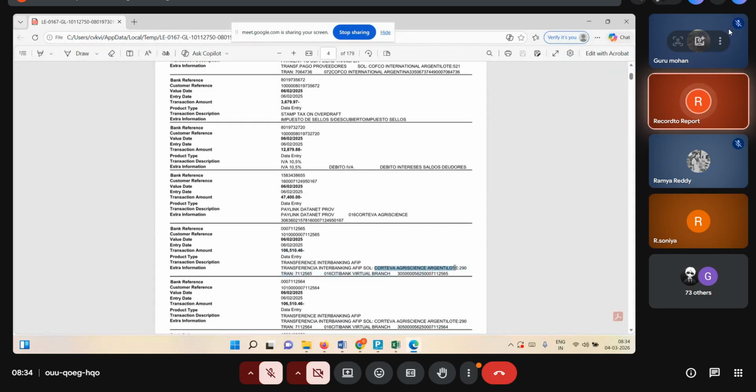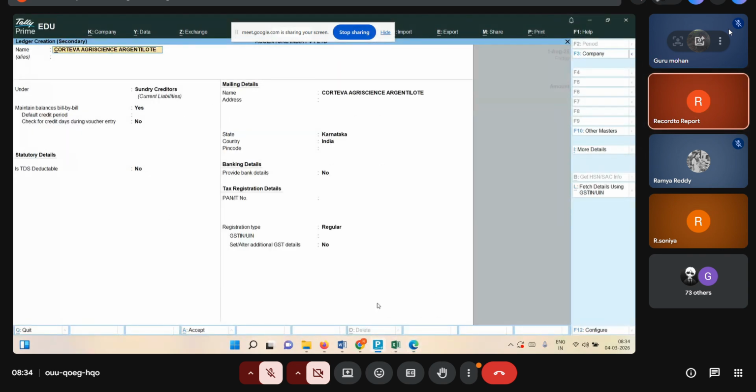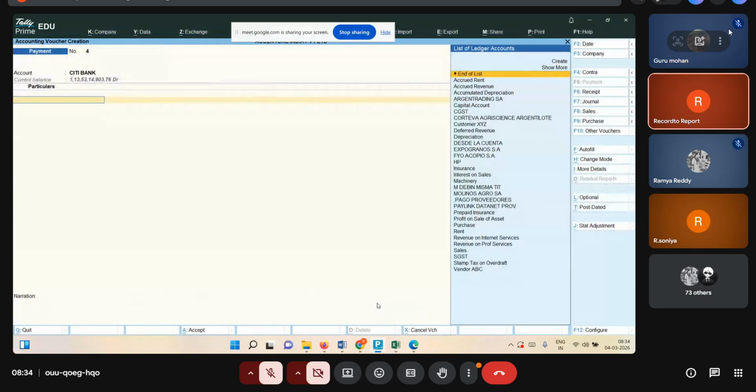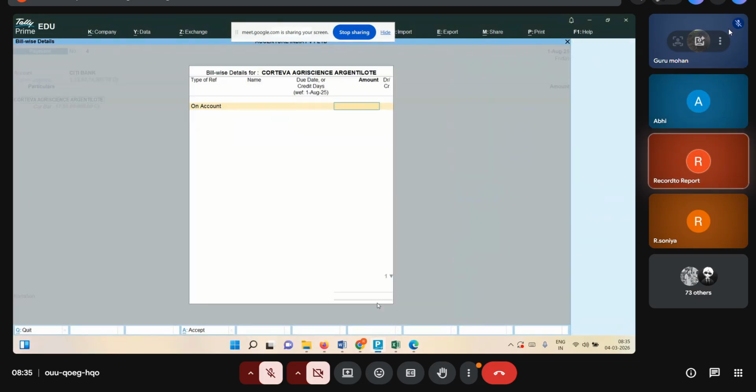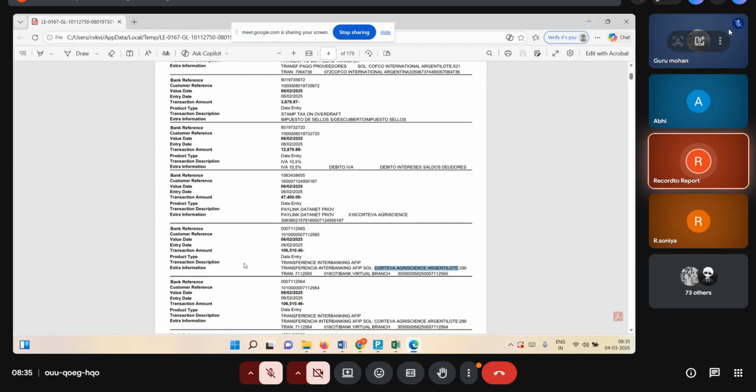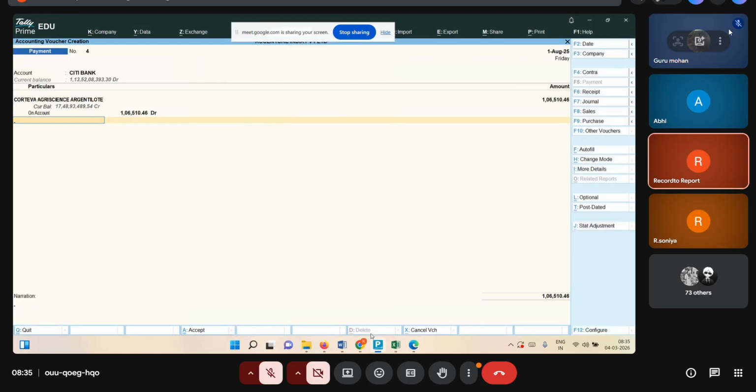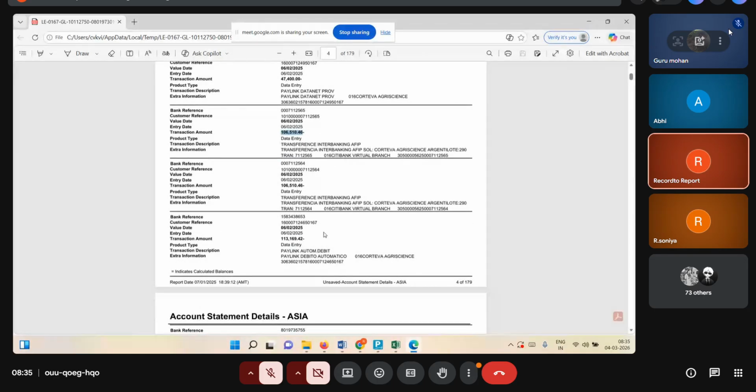See, Fortiva, Argentina, this one. Okay, so we transfer the money to another branch of the same organization. Okay, save this. The next transaction is to the same vendor, the same party. They have transferred the same money again.